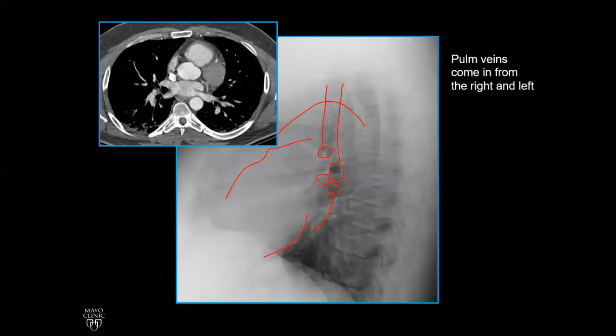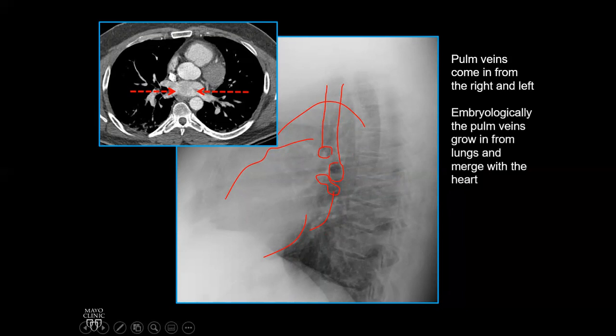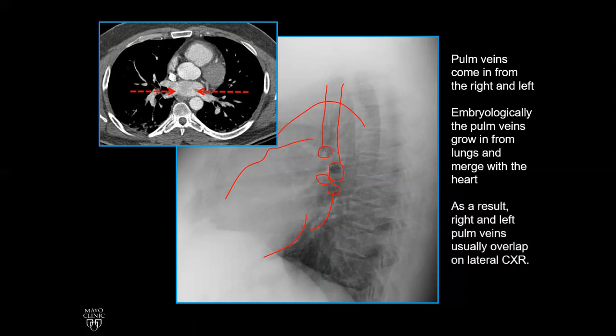But the pulmonary veins come in from the right and the left. The pulmonary veins merge into the left atrium. They grow embryologically from the lungs and merge in. And so they're more in line with the axis of the body and the lungs, as opposed to the axis of the heart, which has this left tilt. So embryologically, the pulmonary veins go in from the lungs and merge with the heart. As a result, the left and right pulmonary veins usually overlap on a lateral chest X-ray.